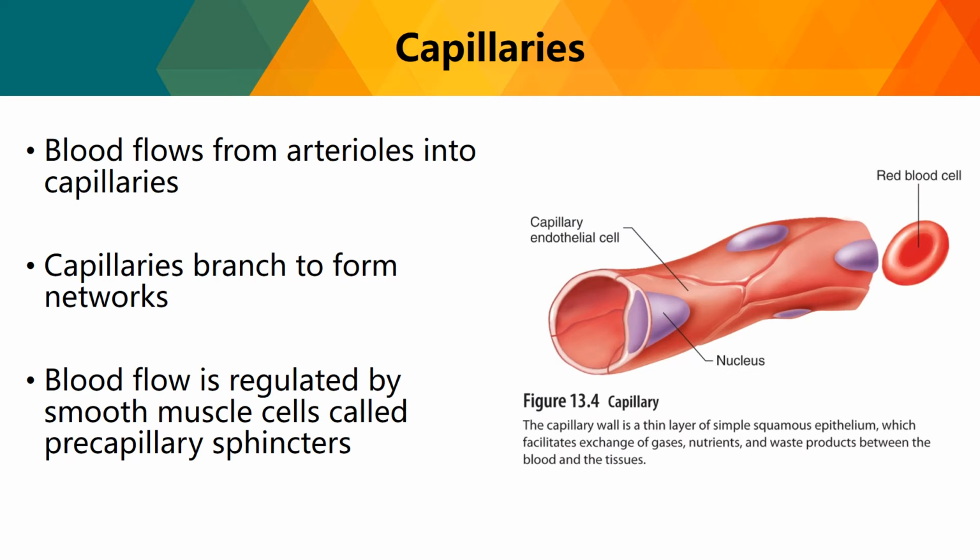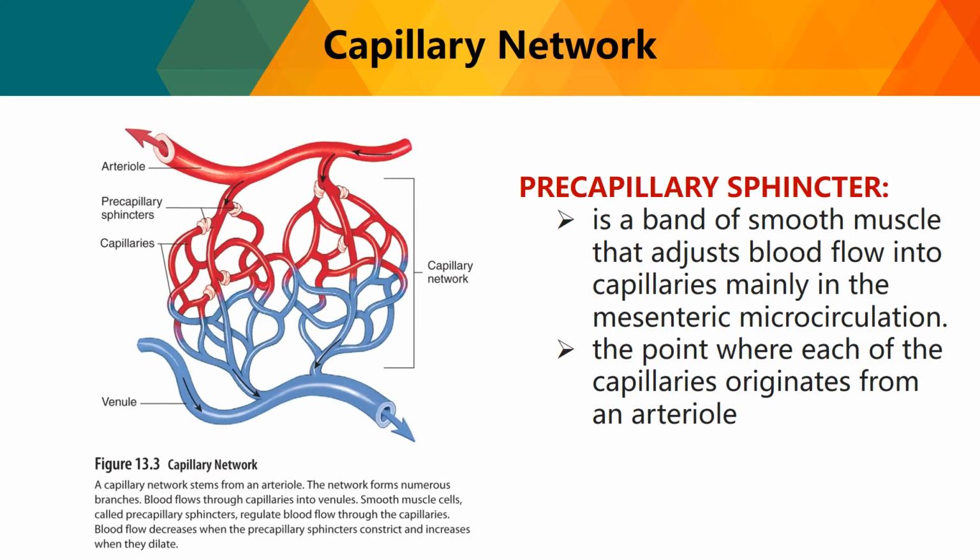Okay, so capillaries is where the blood flows from your arterioles into capillaries. Okay, so capillaries branch to form networks, and blood flow is regulated by smooth muscle cells called precapillary sphincters. So what are these precapillary sphincter? So it is a band of smooth muscle that adjusts blood flow into capillaries, mainly in the mesenteric microcirculation. And it is the point where each of the capillaries originates from an arteriole.